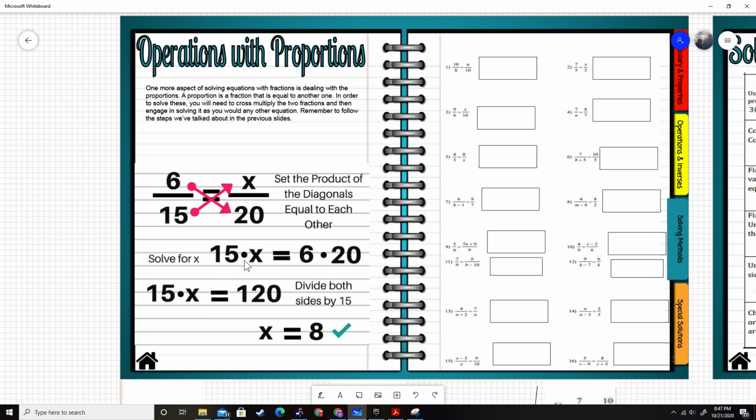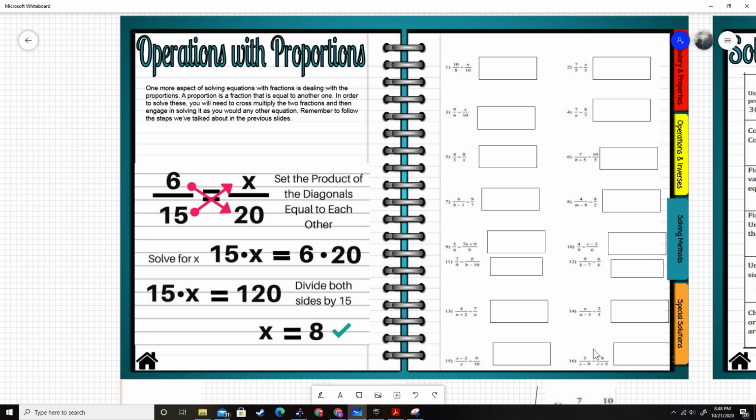So in this case, we just have 15 and x over here. There's nothing more that we really need to simplify on this side. I have 6 times 20. That gives me 120. And I need to divide both sides here by this number that's with x. So when I divide both sides by 15, I get x by itself, and on the other side, I get 8.